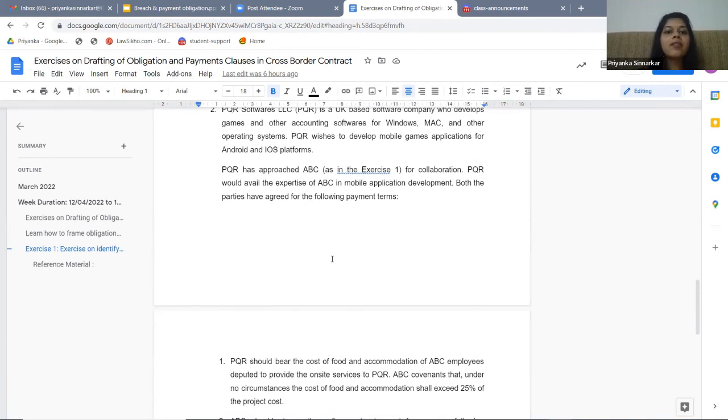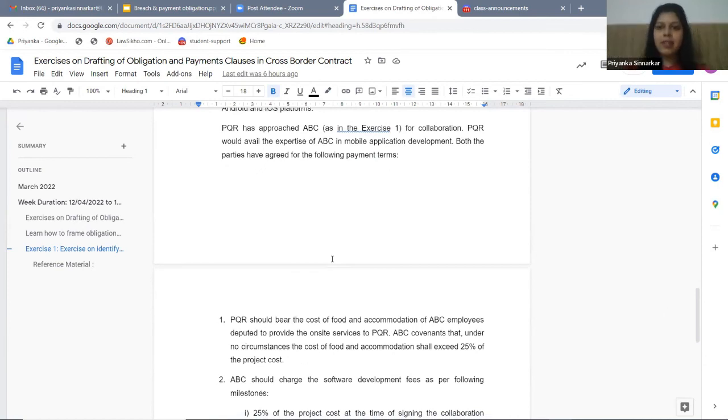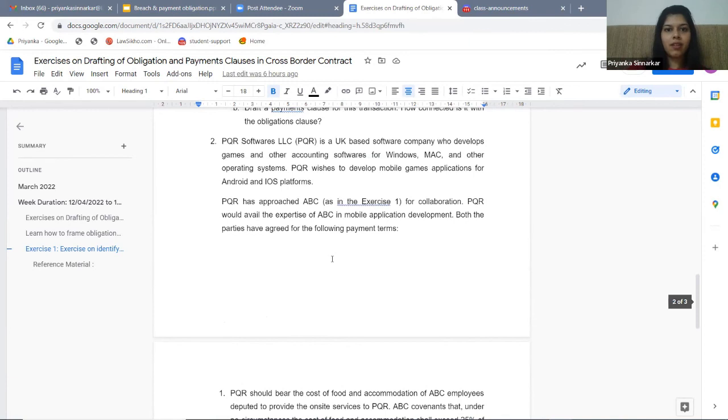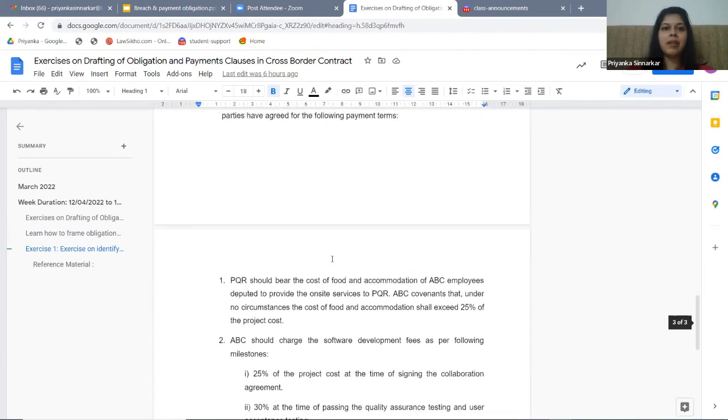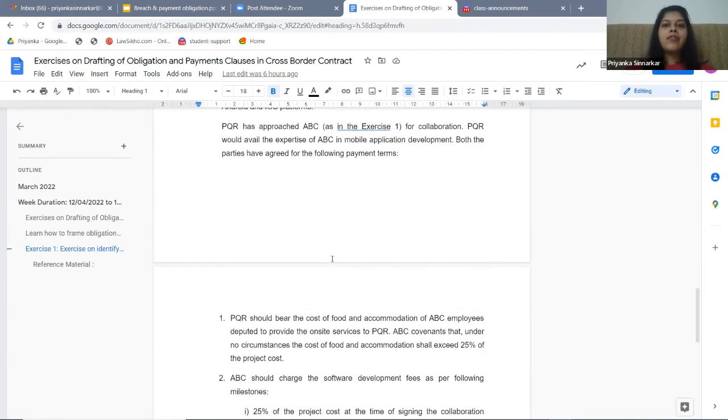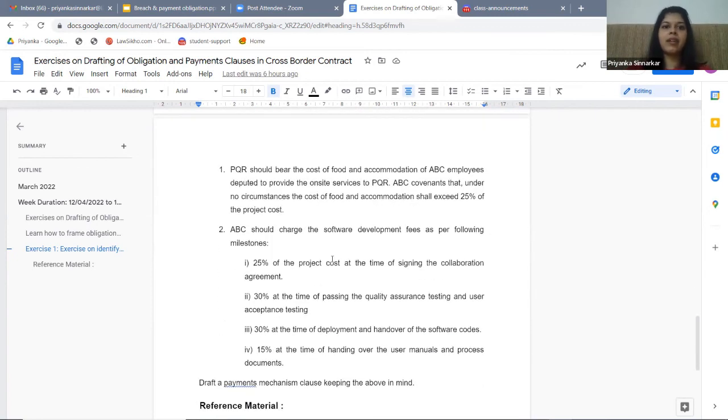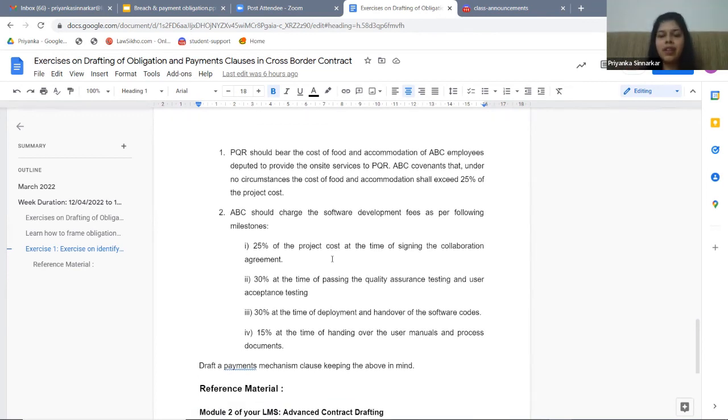Now understand that ABC is your LLC, which we discussed in the first exercise. Just keep in mind the facts that we have listed about ABC. For collaboration, they want to avail the expertise of ABC in mobile application for their software development. And they have agreed upon the following terms: that PQR should bear the cost of food and accommodation of employees and whatever, you can read it.